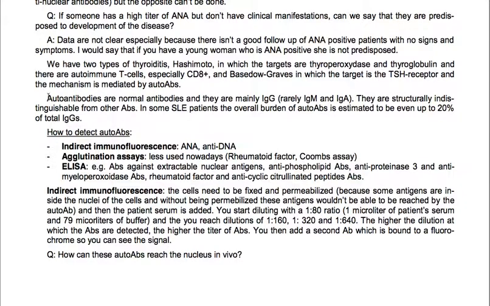How to detect autoantibodies? We can use indirect immunofluorescence, for ANA and anti-DNA. We can use agglutination assays, which are less used nowadays, for rheumatoid factor or Coombs assay, and ELISA, such as in antibodies against extractable nuclear antigens, antiphospholipid antibodies, anti-proteinase 3 and anti-myeloperoxidase antibodies, rheumatoid factor, and anti-cyclic citrullinated peptide antibodies.